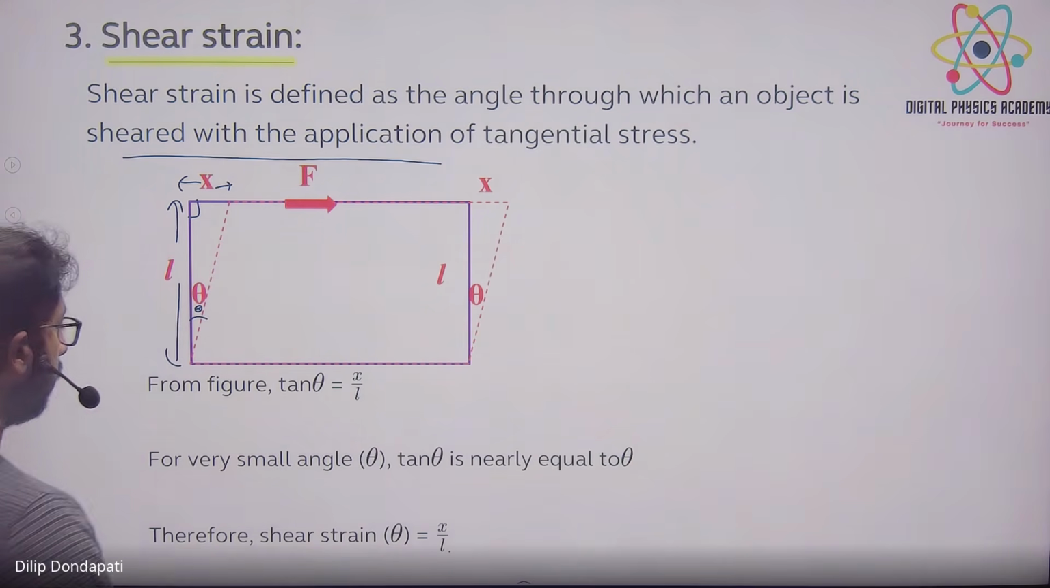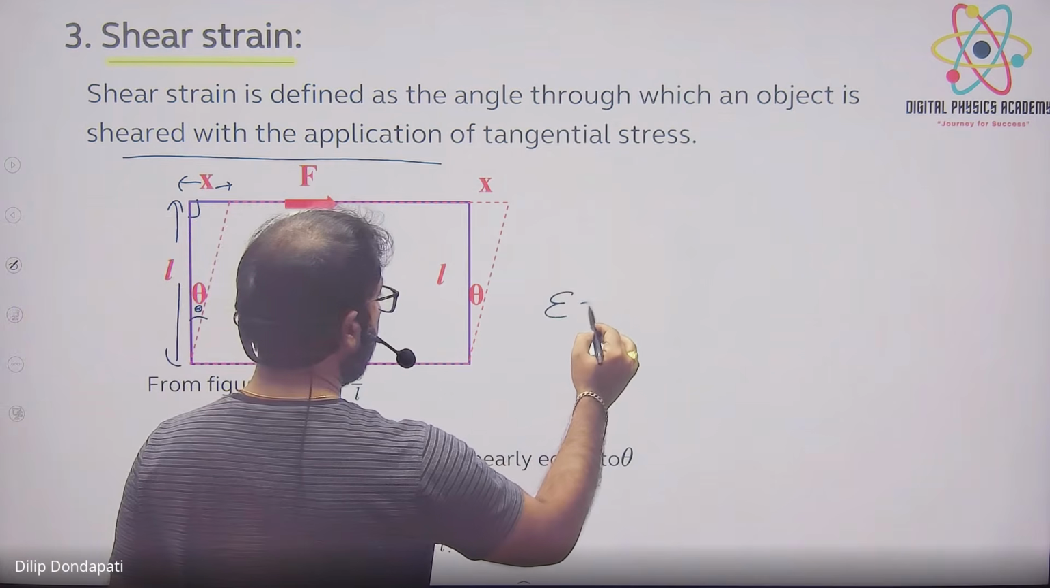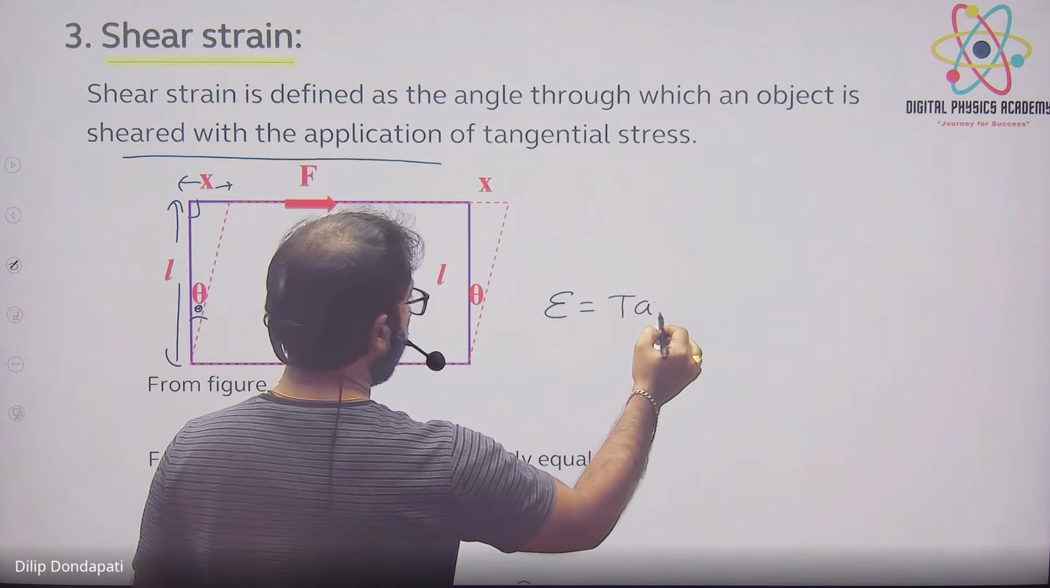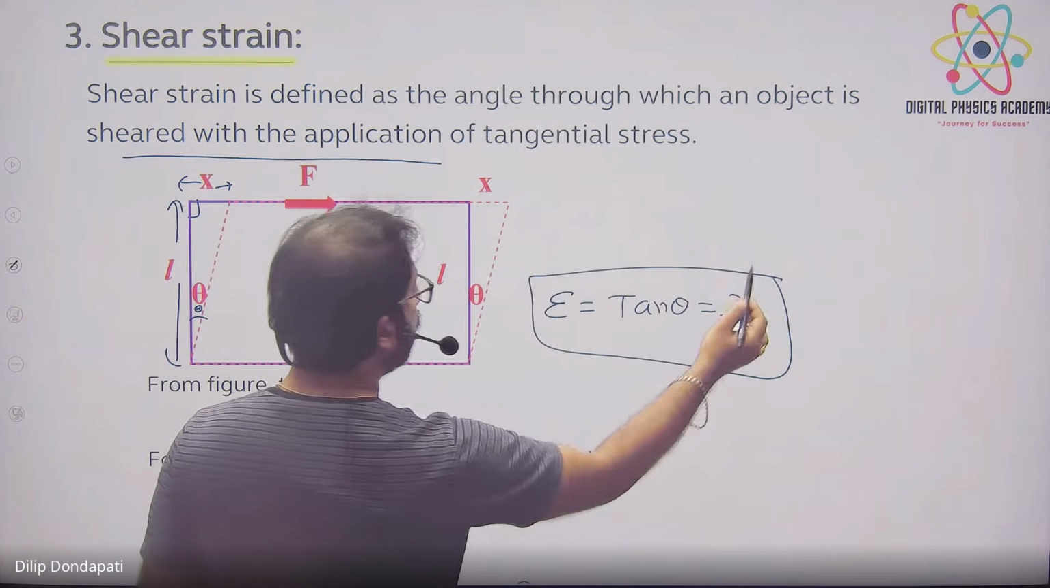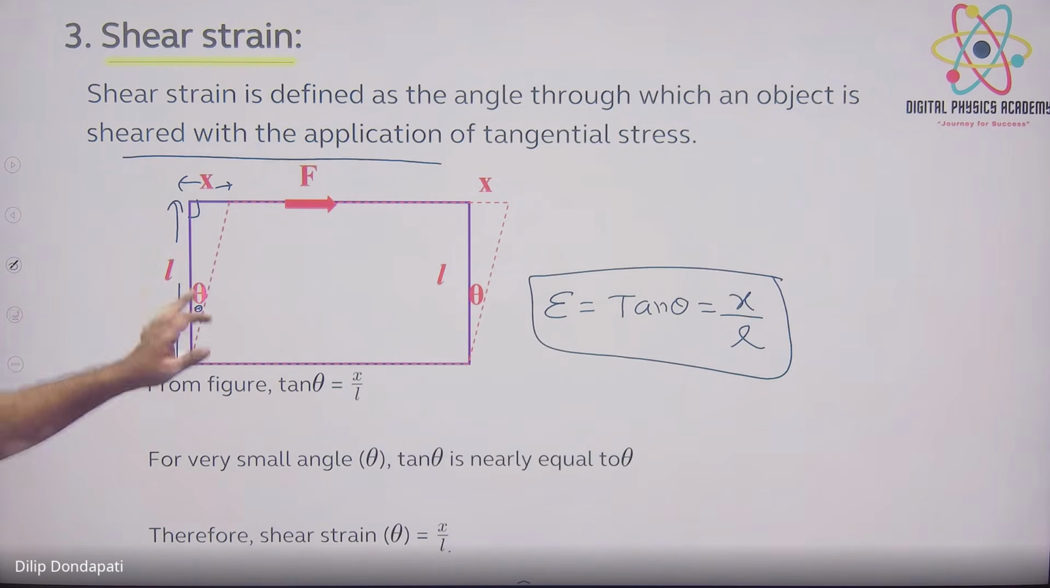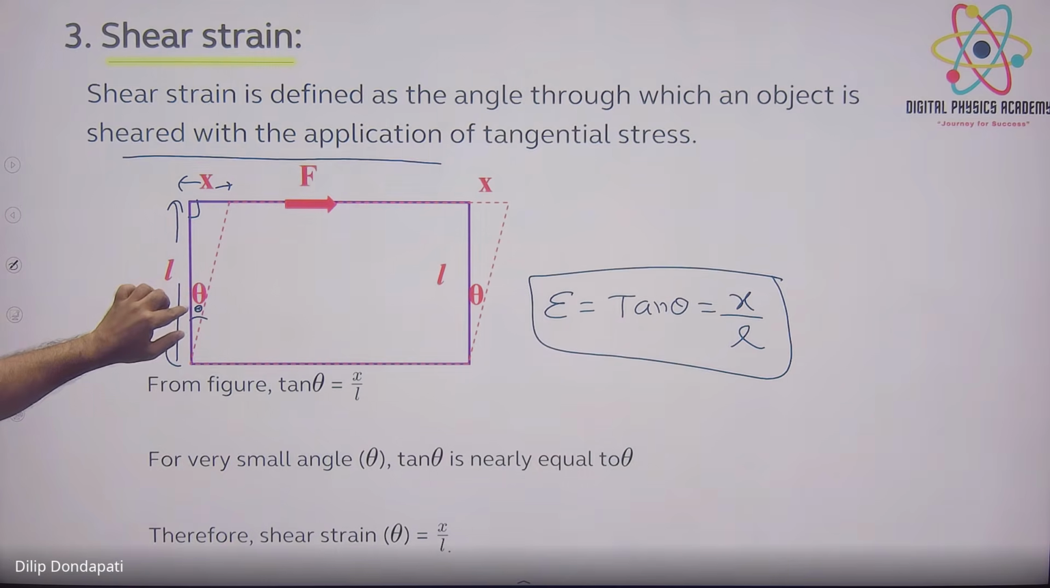So therefore stress का फॉर्मूला क्या है? Strain का फॉर्मूला क्या है इधर? Tan theta is equal to X by L, nothing but shear strain. That's why I told you X and L is important, बोल के. Theta is nothing but X by L.